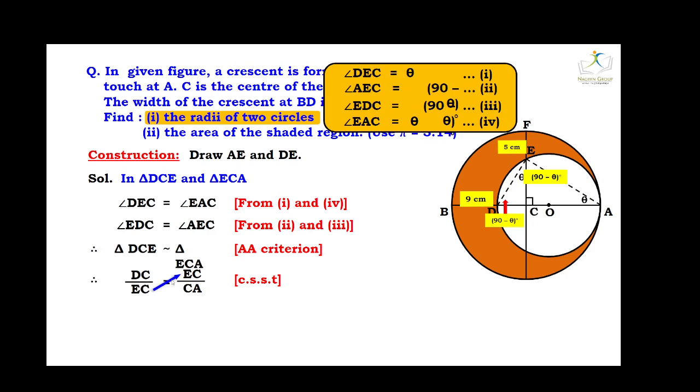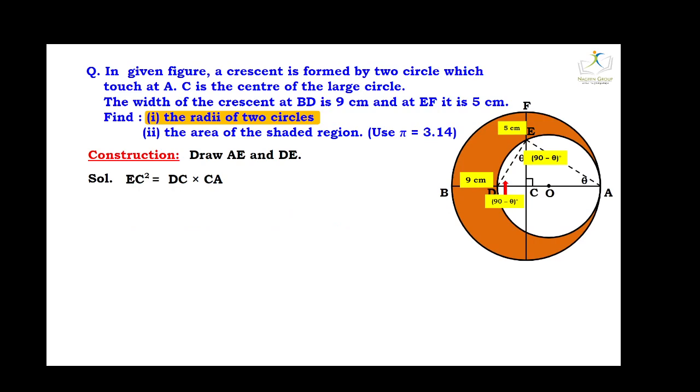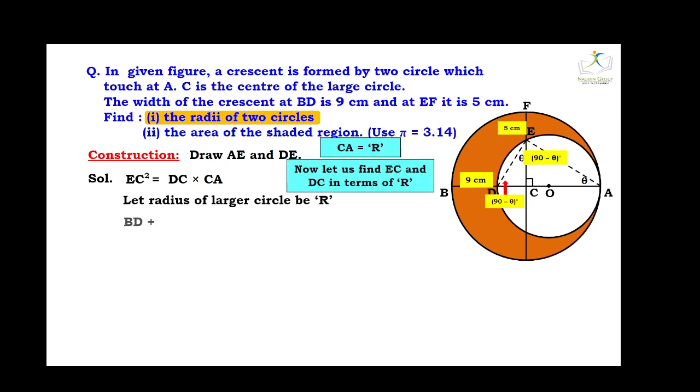Now cross multiply. So EC square equals CA into DC. So this is the result we got, by telling that the two triangles are similar.